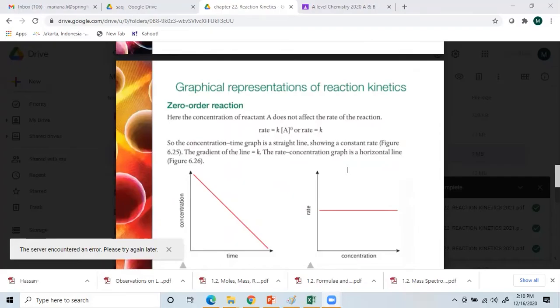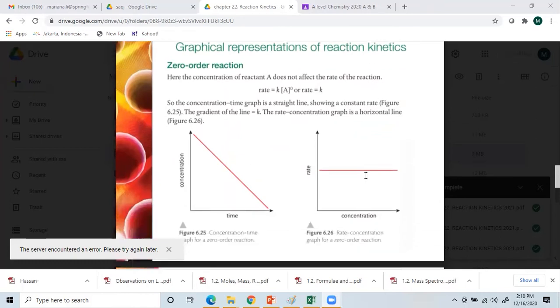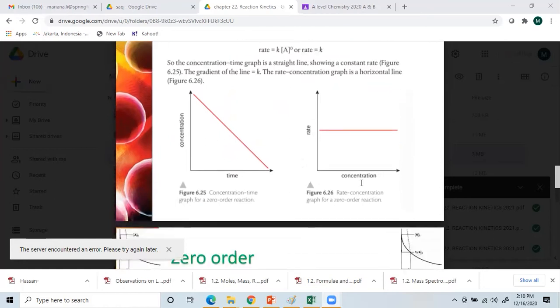In this graphical method, we can find the order through how the curve or the data form when we make the graph. In these graphical representations, there are two types of graph: the concentration with time and the rate with concentration.